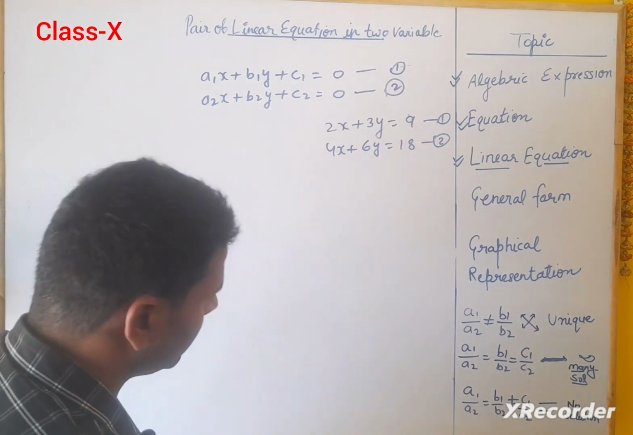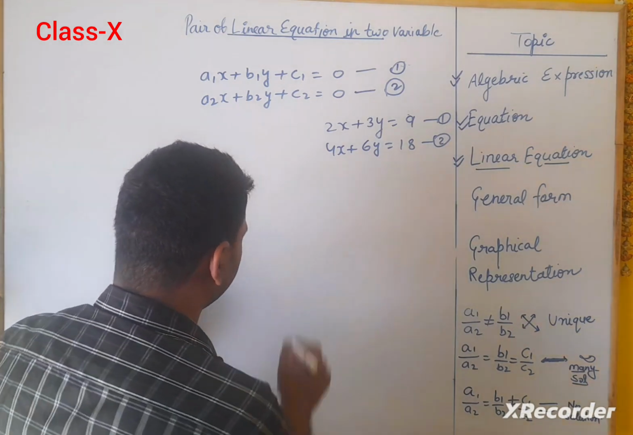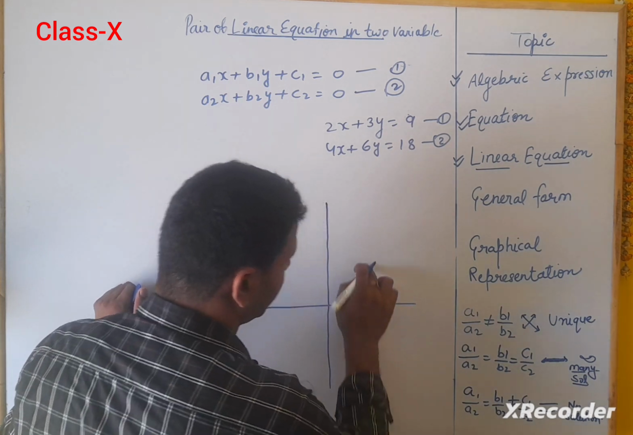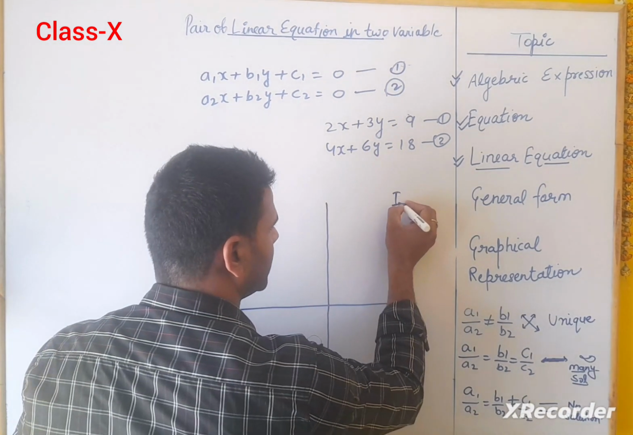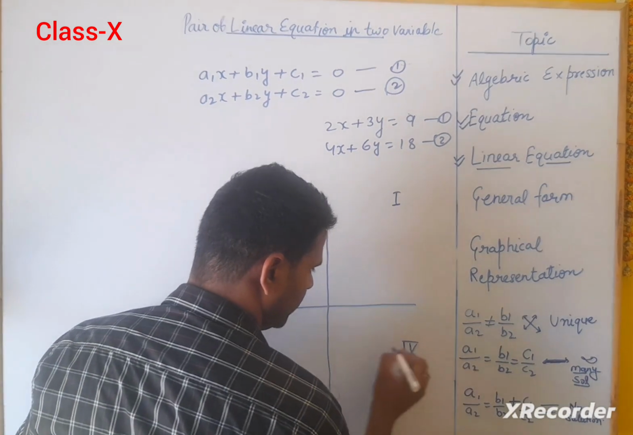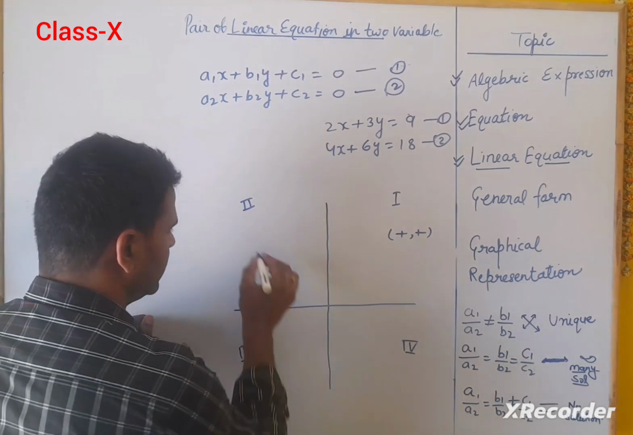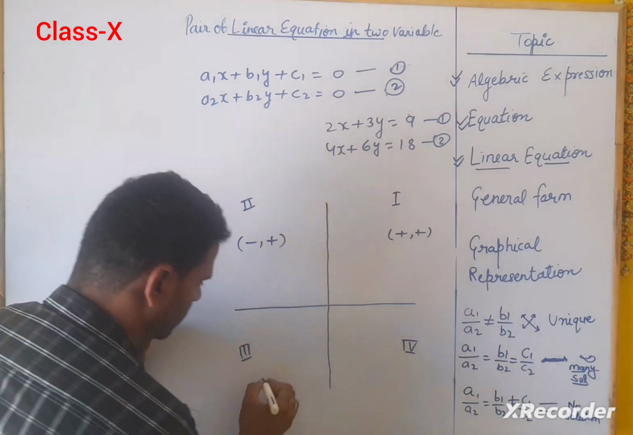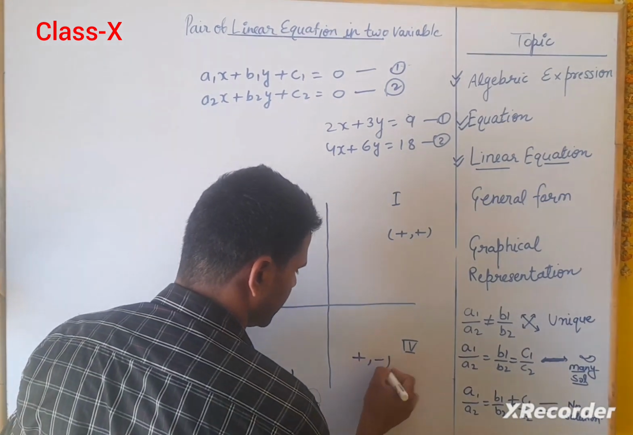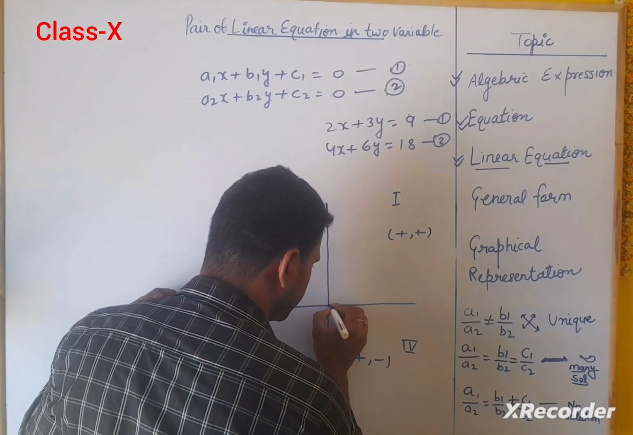So what do we need to do? First we need to know about the graph. I think you are all aware of the graph. If we draw the graph, you can see that a graph has 4 quadrants: the first quadrant, second, third, and fourth. In the first quadrant, plus plus is there. In the second quadrant, minus plus. In the third quadrant, minus minus, and in the fourth quadrant, plus and minus. So we will just write that, that is the origin.